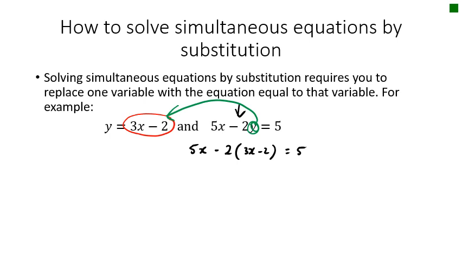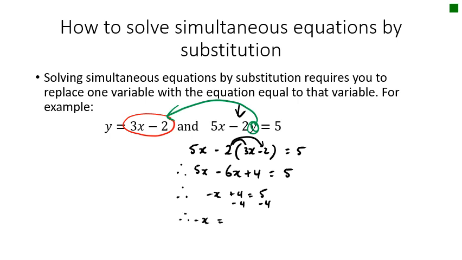So now it becomes 5x take 2 lots of 3x, which is 6x, take 2 lots of minus 2, which is actually plus 4, because minus 2 times minus 2 is positive 4, and that's going to equal 5. Now we can collect the like terms. 5x take 6x gives me minus x, plus 4 equals 5. I can take 4 from both sides. Minus x equals 1. Therefore, I can say that x equals minus 1.